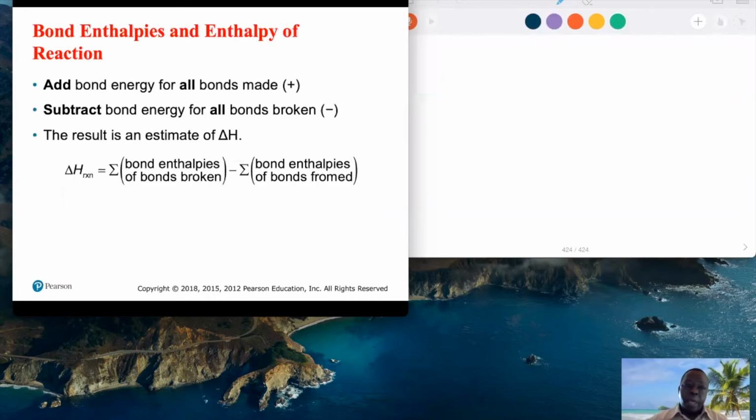If you look at the enthalpy of reaction, the change in the reaction, it is the summation of the bond enthalpies of bonds broken minus the summation of the bond enthalpies of bonds formed.